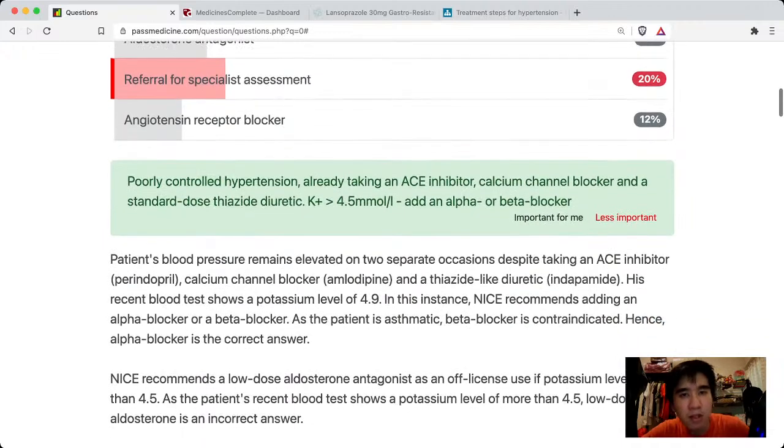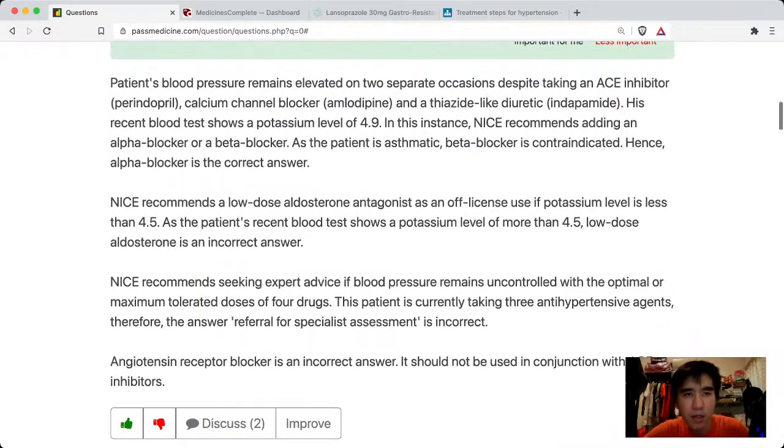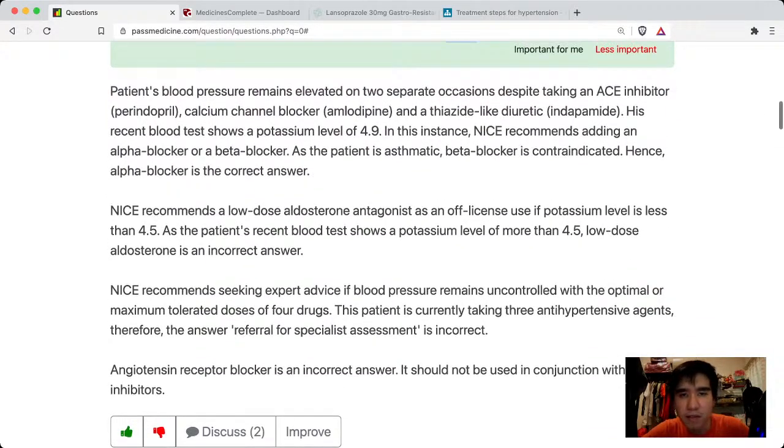Okay, poorly controlled hypertension, already taking ACE inhibitor, calcium channel blocker, and standard dose thiazide diuretic, potassium more than 4.5, add alpha or beta blocker. Yep. So the patient's blood pressure remained elevated on 2 separate occasions despite taking ACE inhibitor, calcium channel blocker, and thiazide-like diuretic. His recent blood test shows a potassium of 4.9. In this instance, NICE recommends adding an alpha blocker or a beta blocker. As the patient is asthmatic, beta blocker is contraindicated, hence alpha blocker is the correct answer.